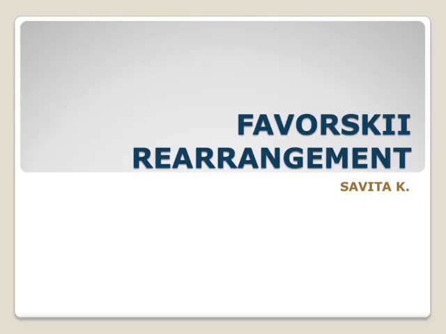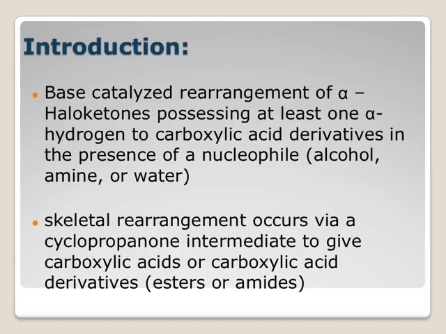Hello everyone. In this video I will be explaining about Favorsky rearrangement. This rearrangement is a base catalyzed rearrangement for the conversion of alpha haloketones into corresponding carboxylic acid derivatives. In this particular rearrangement there is one important criterion, and that is the presence of at least one alpha hydrogen atom. So this rearrangement is actually a skeletal rearrangement.